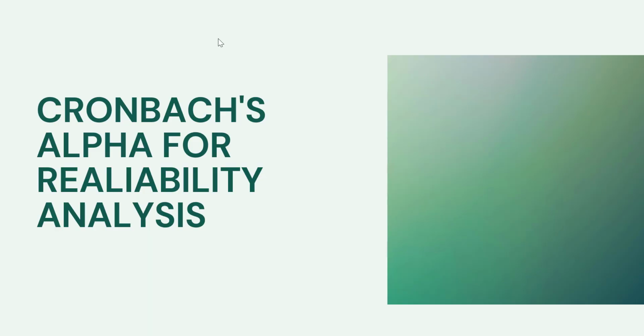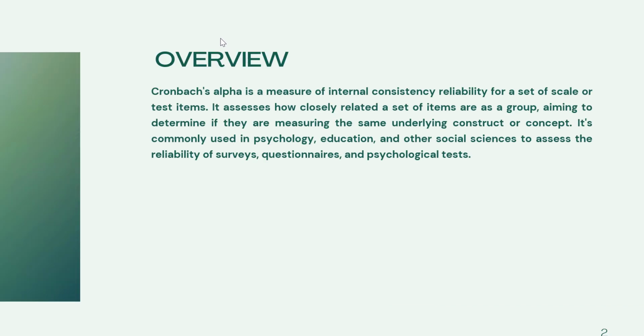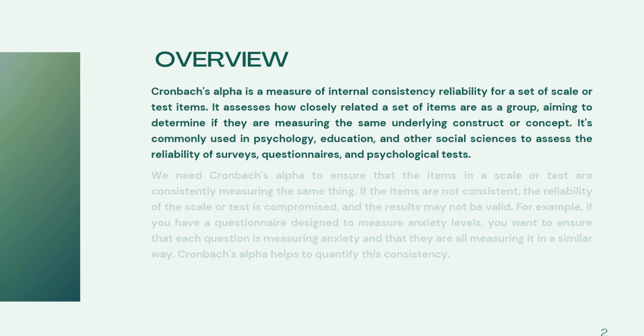Keep watching. Before we go into the exercise, let's understand what Cronbach alpha is. Cronbach alpha is a measure of internal consistency reliability for a set of scale or test items. It assesses how closely related a set of items are as a group, aiming to determine if they're measuring the same underlying construct or concept. It's commonly used in psychology, education, and other social sciences to assess the reliability of surveys, questionnaires, and psychological tests.